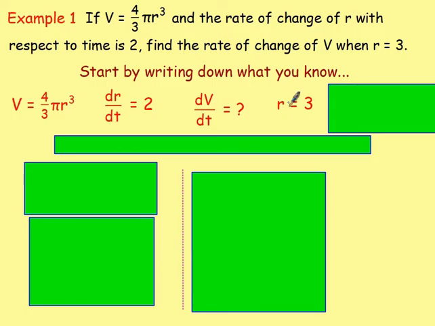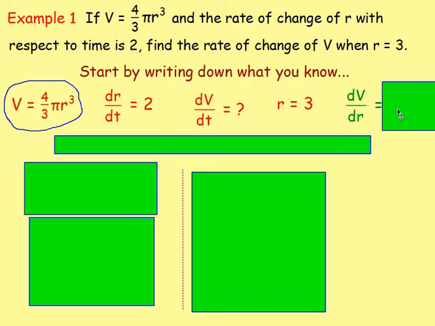From r equals 3, from dV by dt, and from dr by dt, you can't work anything out. But because we're told V in terms of r, we could differentiate. If we differentiate V with respect to r, that would give us dV by dr. And that would equal, if you bring the 3 down, 12 over 3 pi r squared, and that would just become 4 pi r squared. So we also have the formula for dV by dr.